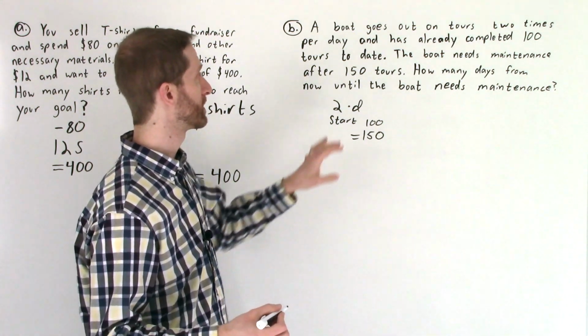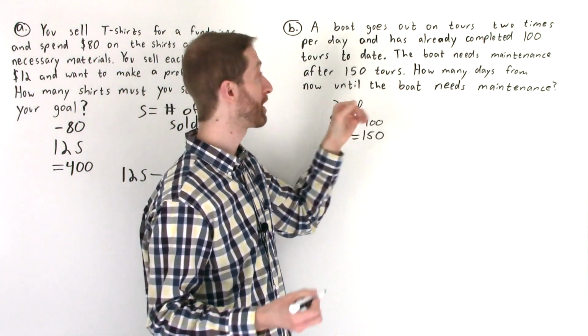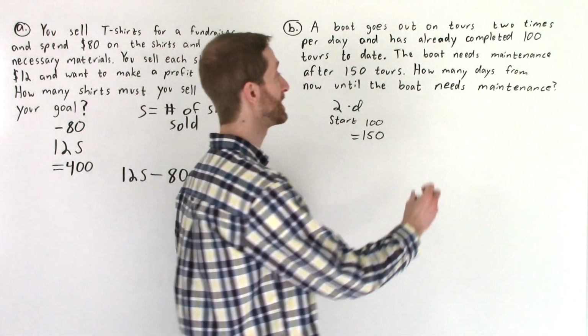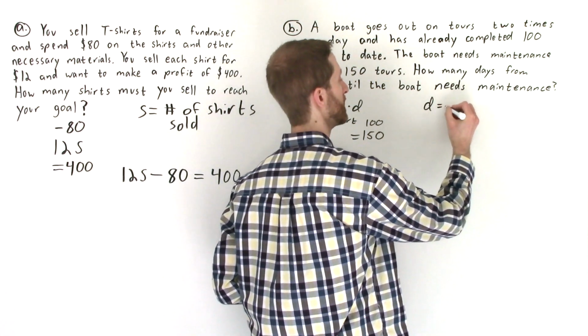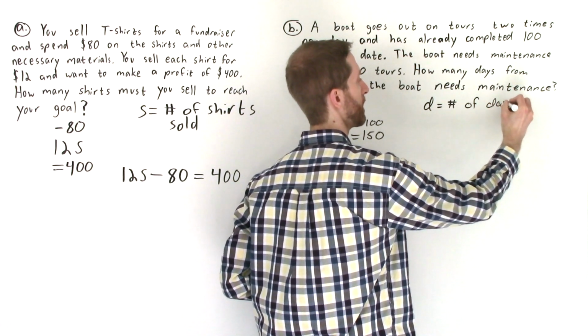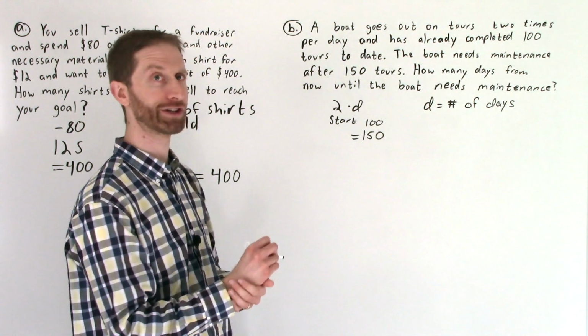Well, let's think about this. That equation is going to come from first a definition of a variable. How many days from now until the boat needs maintenance tells me that D is the number of days. So D equals the number of days. And depending on your teacher, they might want you to write out the word number instead of just using a pound sign or a hashtag.